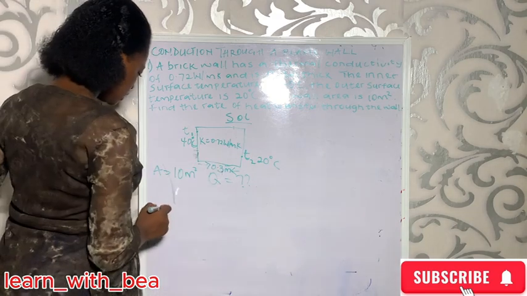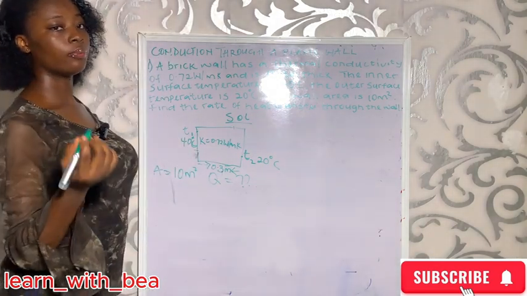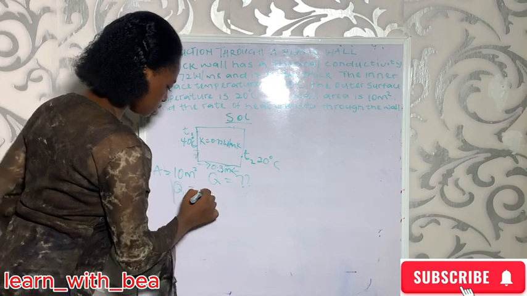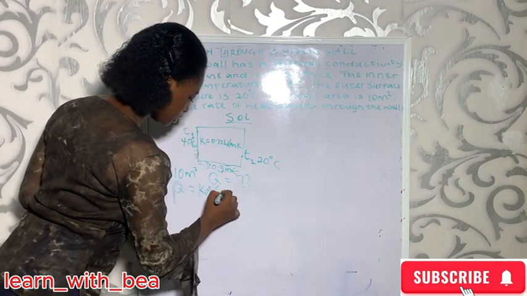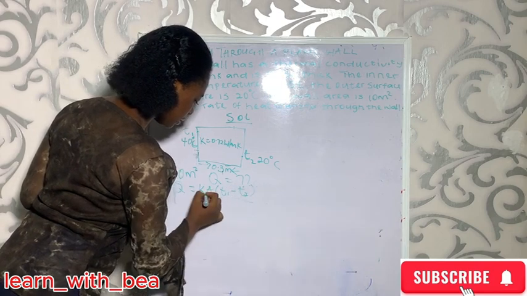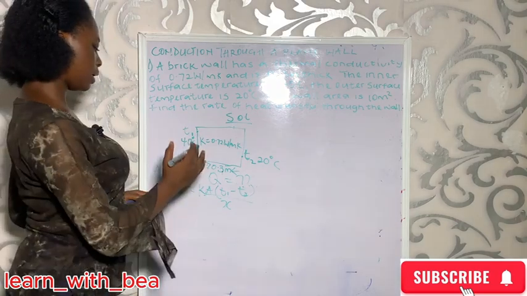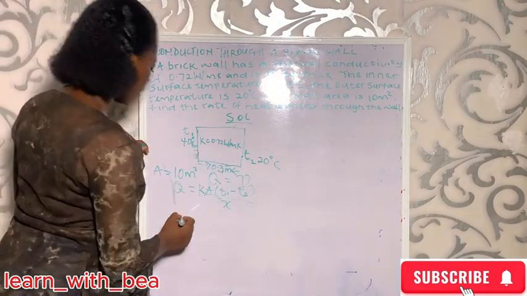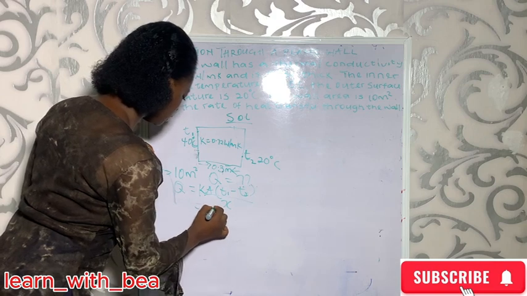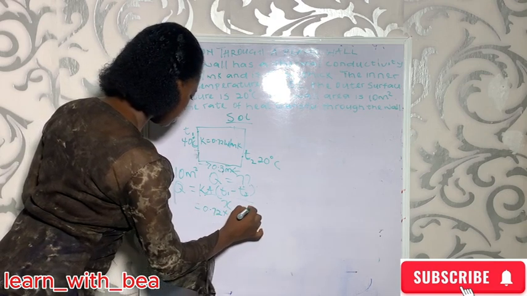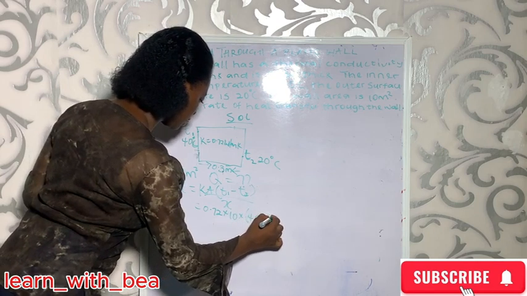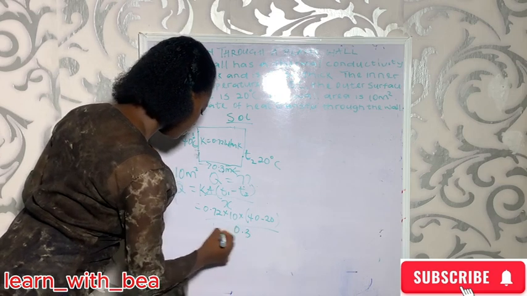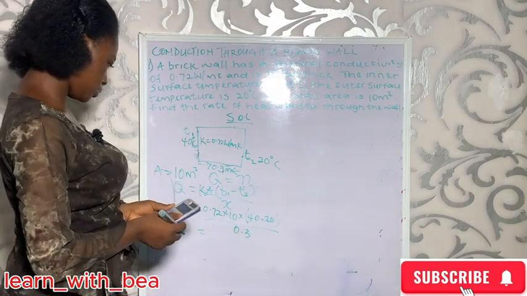Since we know that the formula for calculating conduction of a plane wall is Q equals K A (T1 minus T2) divided by X, we have our K, we have A, we have T1, we have T2, and we have our X. So all we need to do is input our values and we get our answer, which would be equal to 0.72 multiplied by 10 multiplied by (40 minus 20), then divided by X. What's X now? 0.3, that's the thickness of the wall.